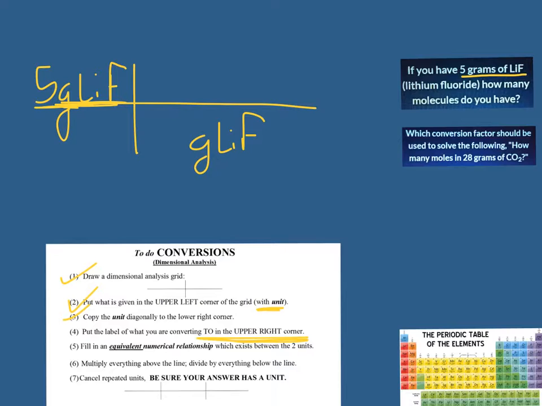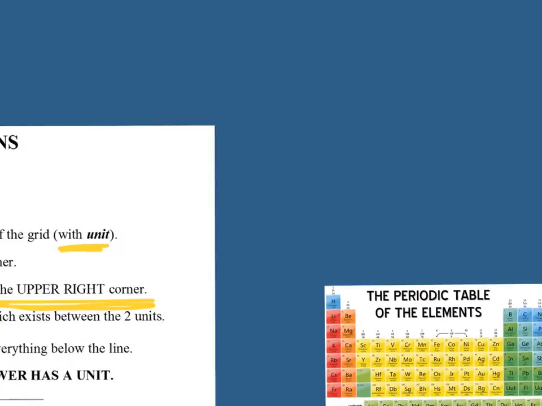Now here's where I need to put on the brakes. They're asking me for molecules, but I do not know of a relationship that goes directly between grams and molecules. The only relationship I know of that will let me convert to grams is if I go to moles. That's where I'm going to have to go. And anytime I see moles and grams, I know that I'm going to have to go to the periodic table.